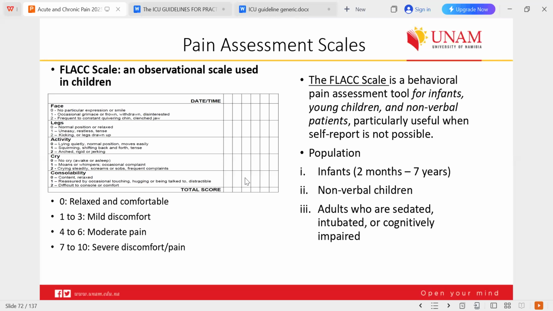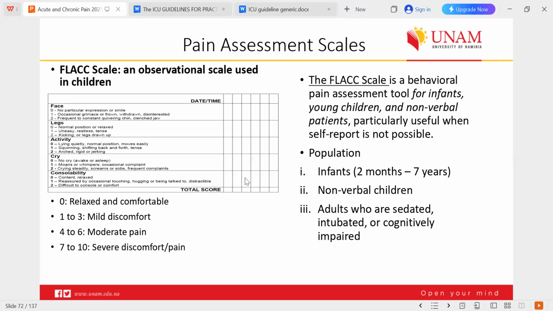This is a behavioral pain assessment tool reserved for infants, younger children, and non-verbal patients, okay? It's particularly useful when the patient cannot self-report his pain. So the population: infants, and then we have non-verbal children, adults who are sedated, intubated, or who are cognitively impaired. We may use the FLACC scale for them.